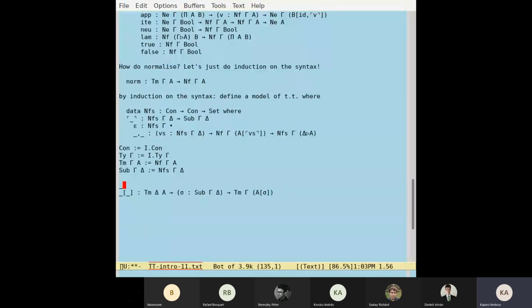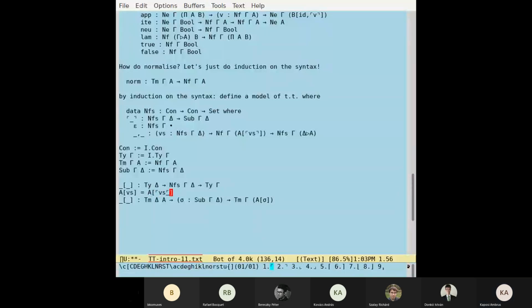Before this, I also need to define a substitution of types, but that's easy because types are just types, so I can just reuse the substitution of types. Let's do that first. A substituted by some V's, where sub is now NFs. It's just the usual substitution of both of these.